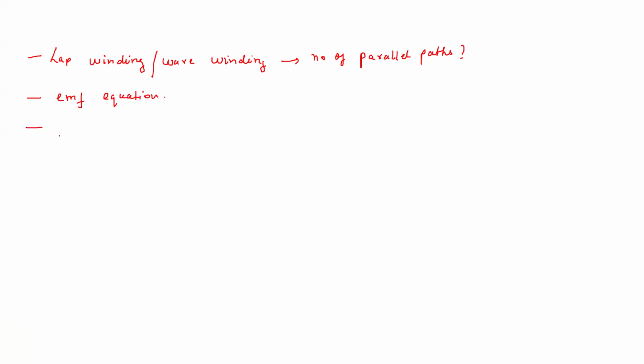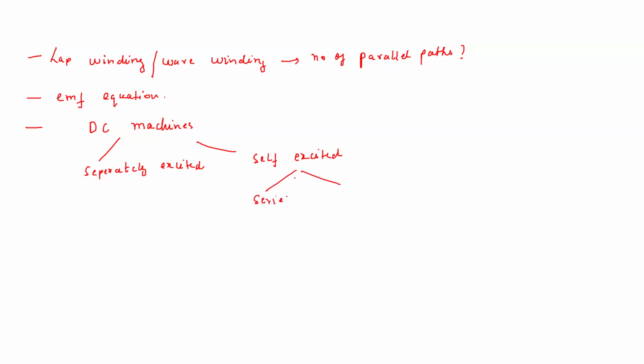Then we will see the various kinds of DC machines. So DC machines, there are various kinds. They are like separately excited and self-excited. Now in self-excited, we have series and shunt. Okay, so we will be covering these things.